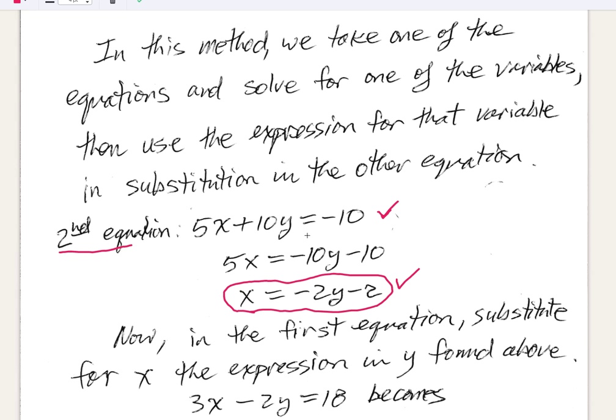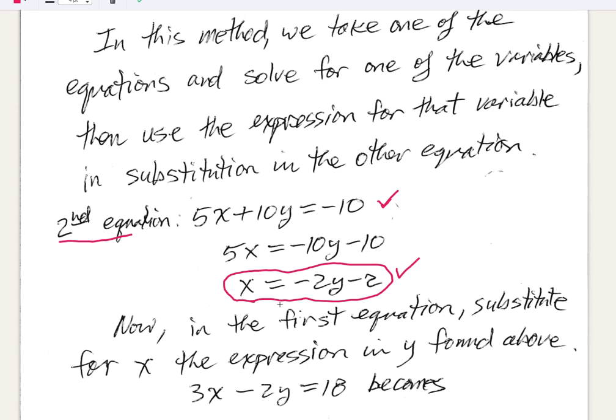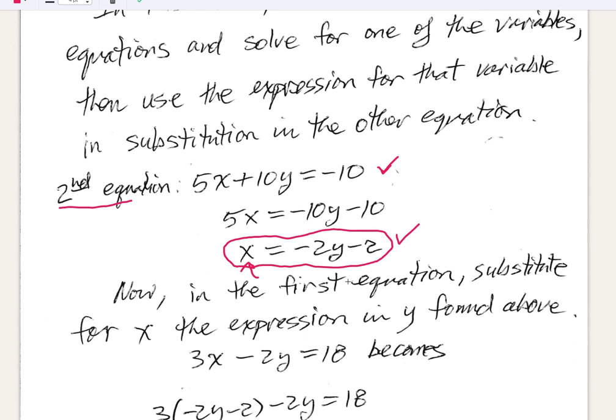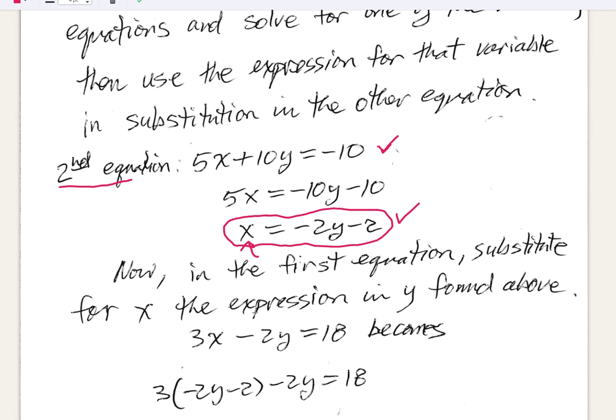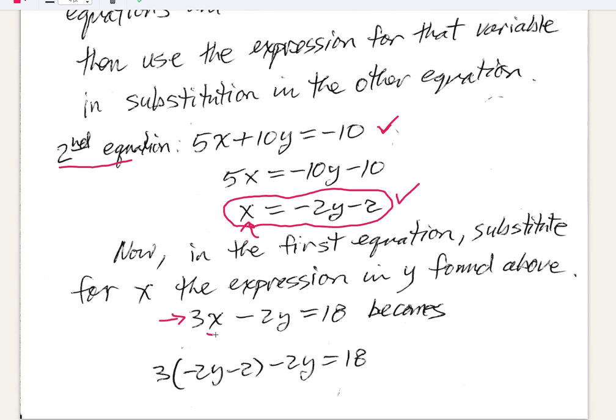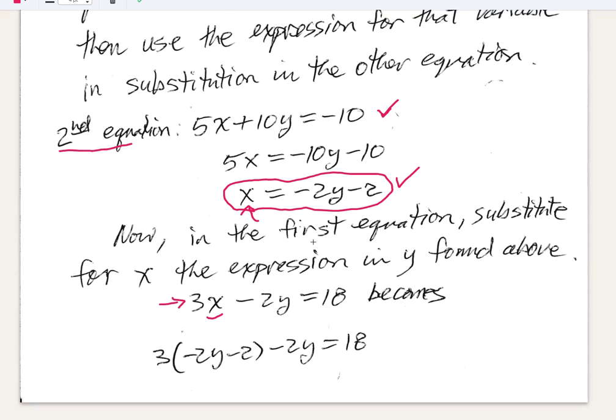Now, in our technique, we use this in the first equation. In place of x here, I'm going to use this expression negative 2y minus 2. So we're going to go ahead and do this. Here is our first equation, 3x minus 2y equals 18. Now I'm going to substitute in for x there this expression.